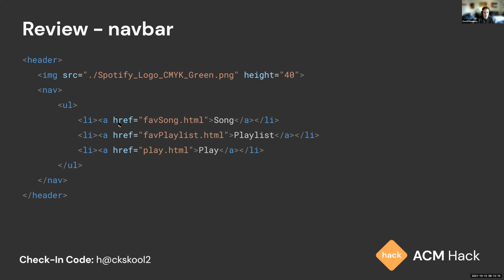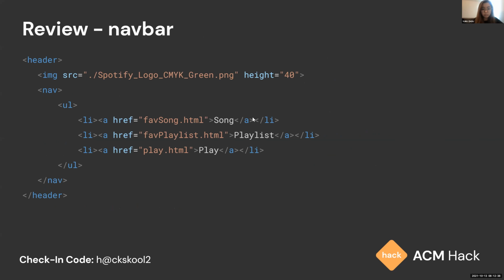And we have a reference to 3 different files for these. We have a fave song.html file. So this is a web page with our favorite song. We have a fave playlist HTML file, which shows our favorite playlist, and then a play HTML file, which lets you play a few songs. And I think these were all covered in the last workshop.